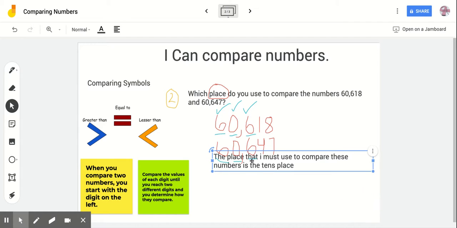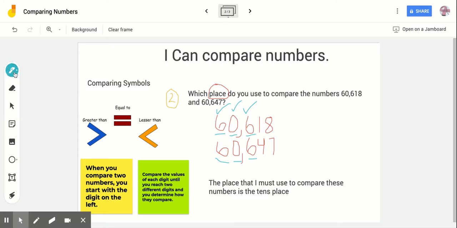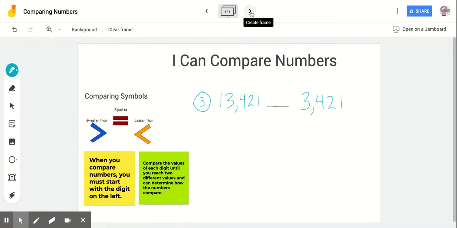I'm going to stretch it out to make it a little bit better. Move it down. And let me capitalize my I. Okay, perfect. So I know that the tens place is the place that I have to compare these two numbers with. All right, so let's give ourselves a check and let's keep moving to the next and last question.